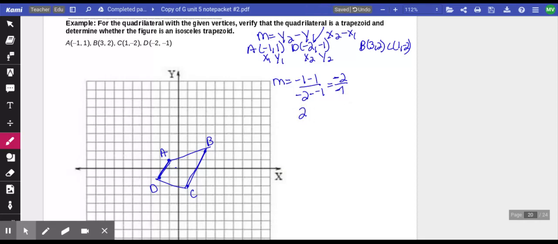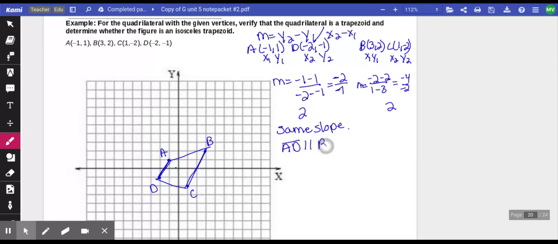I do the same thing for BC. So I can label B as x1, y1. C is x2, y2. So I'm going to do -2 minus 2 over 1 minus 3. So that's -4 over -2, which is also 2. Since they have the same slope, AD is parallel to BC. Therefore, it's a trapezoid.